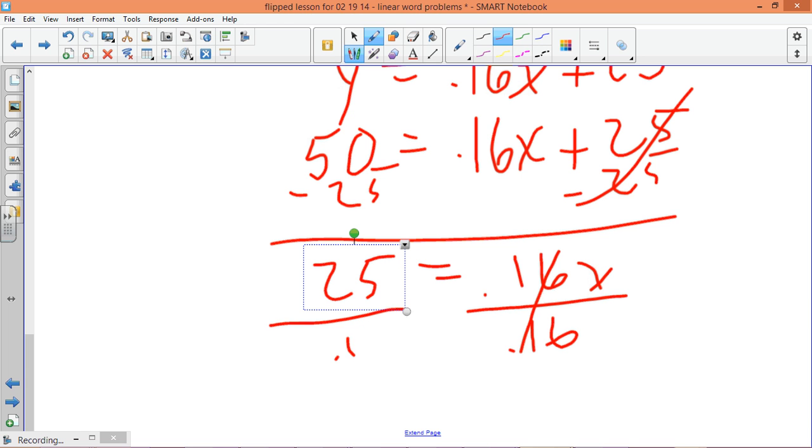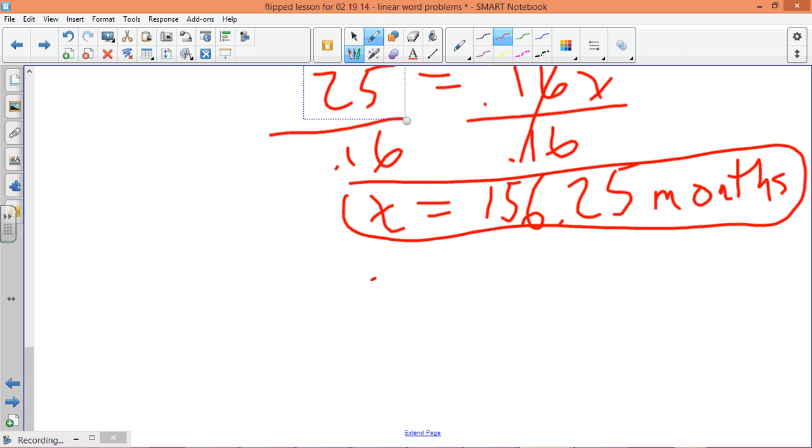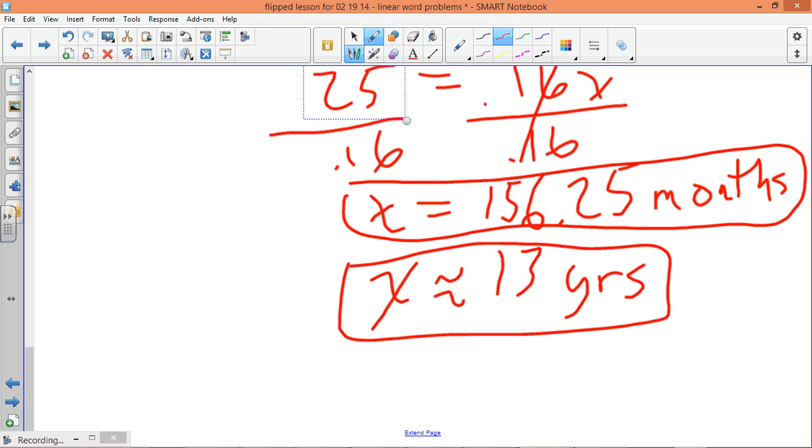X is equal to, I'm going to use my calculator, 25 divided by 0.16, 156.25. What is x measured in again? This is months. But if you wanted to convert it into years, you just divide by 12. So the answer is here. But if I want it to be a little bit easier to understand, x is about, when you divide that by 12, you get about 13 years. Okay, either way you want to go with that one. I'm going to move on to the next one.